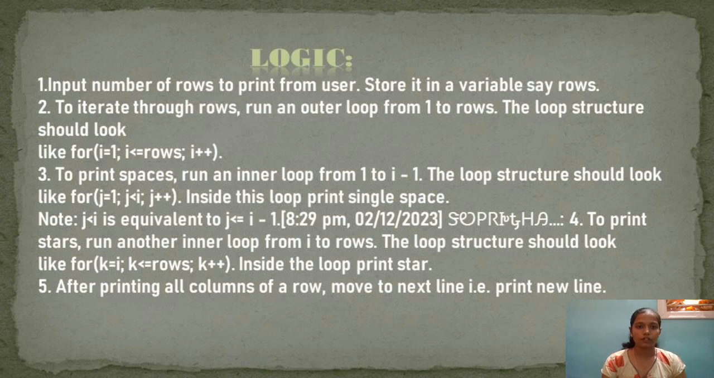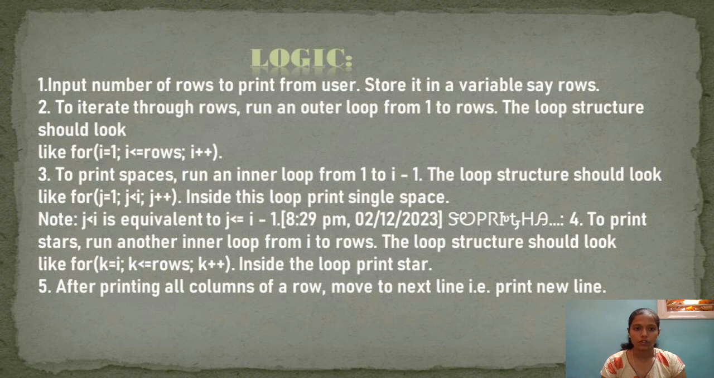Here is the logic of the program. Input a number of rows to print from a user, store it in a variable, say rows. In the program, I have taken rows as n. To iterate through rows, run an outer loop from 1 to rows.